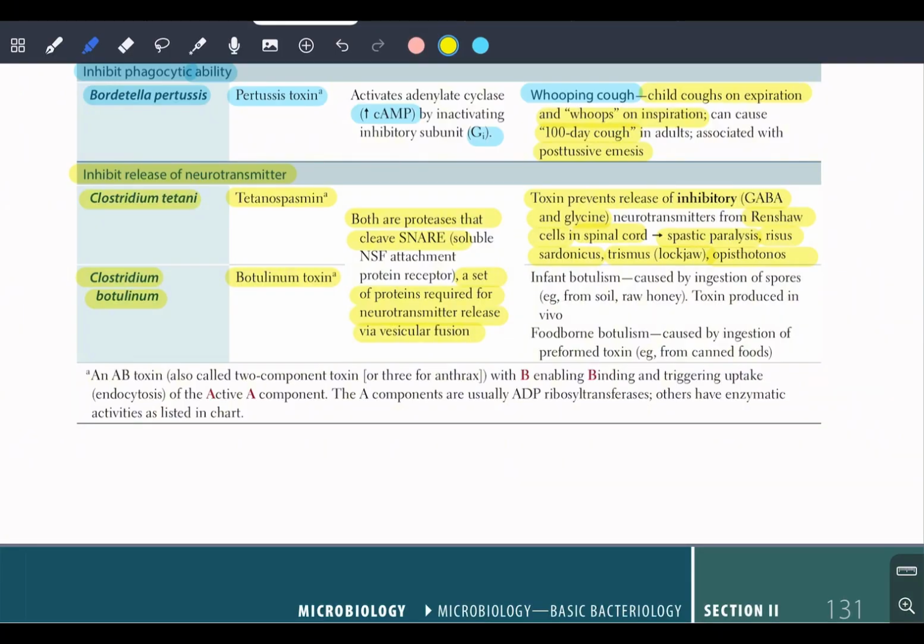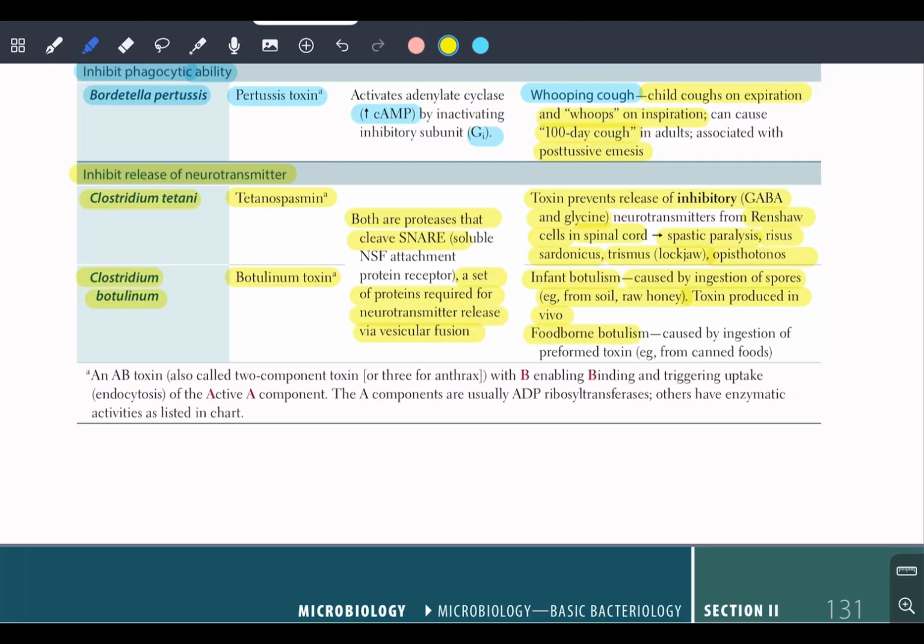And Clostridium botulinum, this bacteria produces botulinum toxin as we discussed. In fact, it causes infant botulism, caused by ingestion of spores from raw honey; the toxin is produced in vivo. So if we give honey to a baby, or he gets it from the soil, he can ingest spores of Clostridium botulinum that can cause infant botulism.